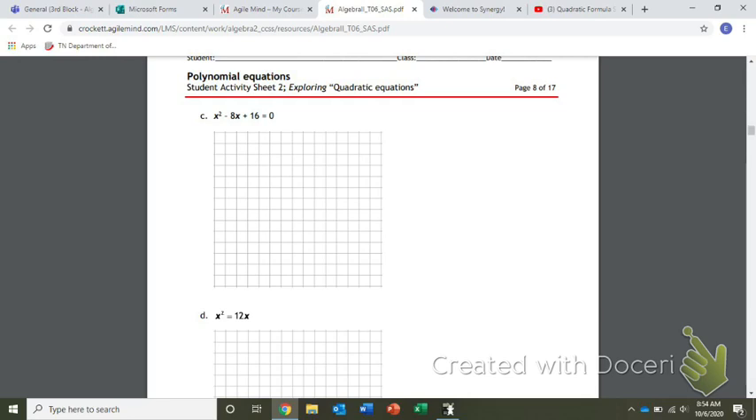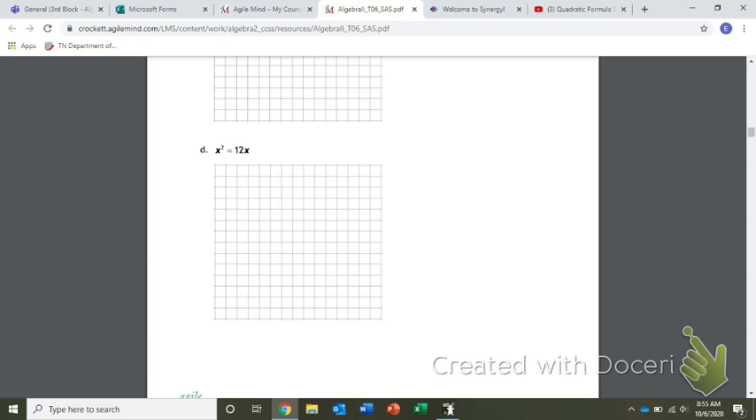Let me do D with you. It's a little bit different. So you're trying B and C. I'm going to do D, and then you're going to do E as well. So we have x squared equals 12x. Remember, I want everything to be on one side, but I want positive numbers to be first. So I want to subtract this 12x from both sides.